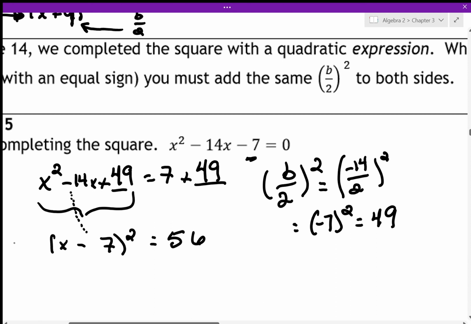Now this problem here is something like what we had in section 1. We should be able to solve that. We take a root on the left and the right side, and we'll have x minus 7 equals plus or minus root 56.